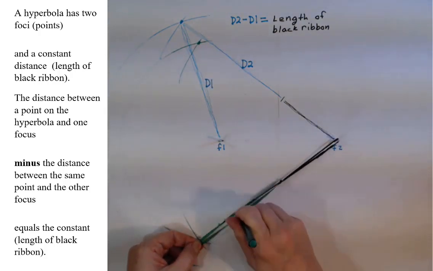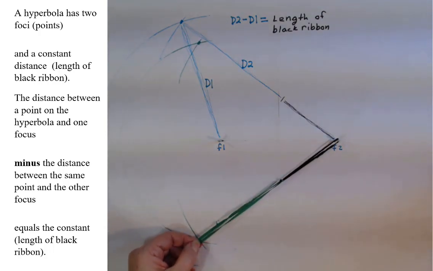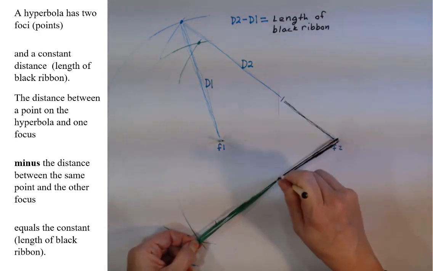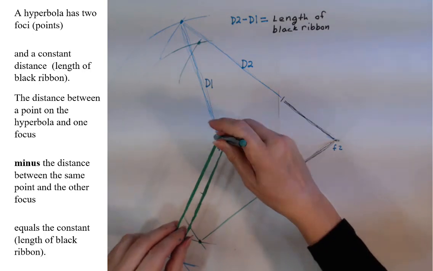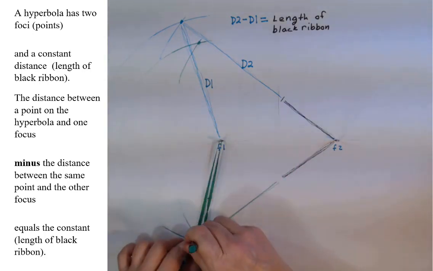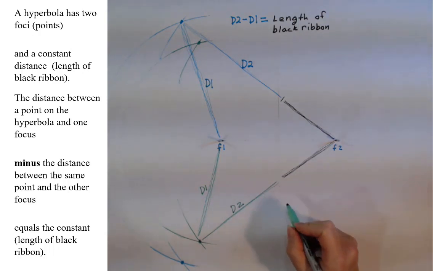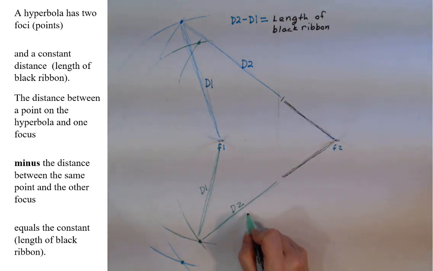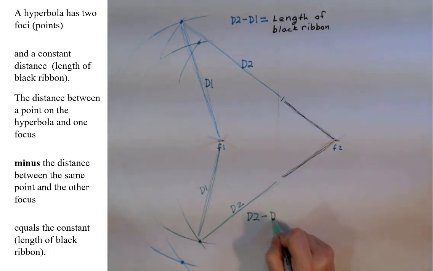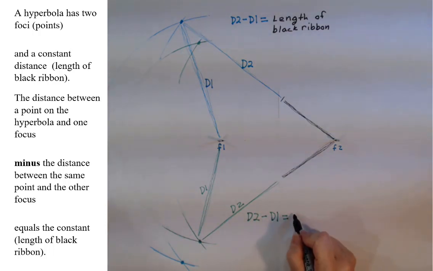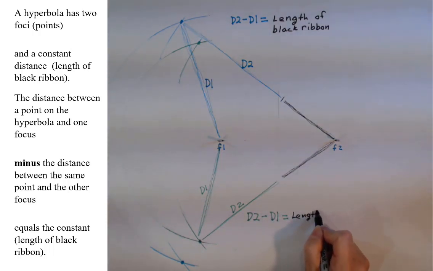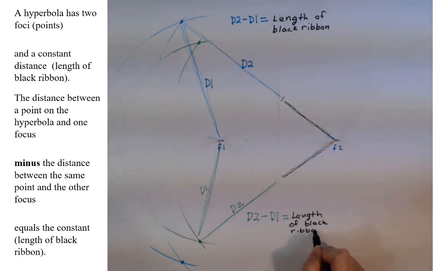Once again, let's look at one of these points and think about its distances. The distance from focus 2 has two parts, the green ribbon plus the black ribbon. The distance from focus 1 just has the green ribbon. So if you take the longer distance, the green and the black, and subtract the shorter distance, the green, you're left with only the black. Distance 2 minus distance 1 equals the length of the black ribbon again. All the points we find on the hyperbola will follow this same relationship.